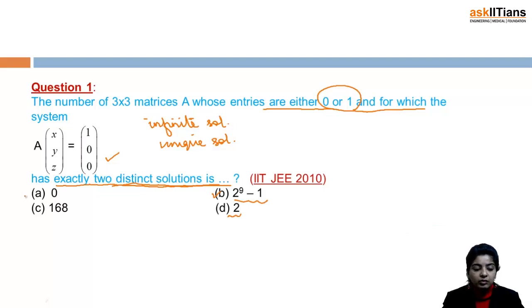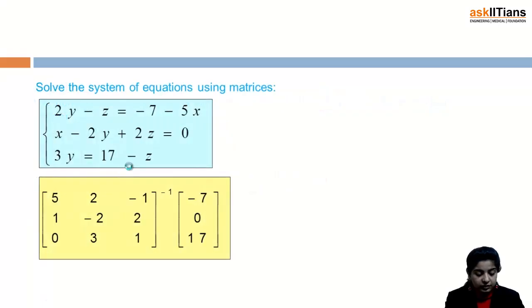So the simple answer to this question is 0. Exactly 2 distinct solutions are not possible. So in fact this was a question of a few seconds. Next question is: solve the system of equations using matrices.